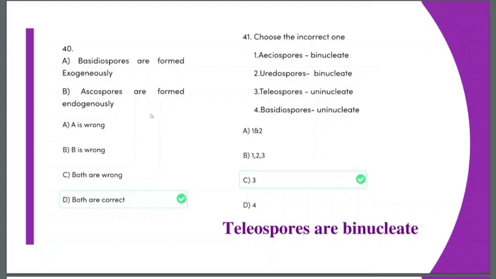40th question is, basidiospores are formed exogenously. Ascospores are formed endogenously. So both are true and both are correct. 41 is, choose the incorrect one. Aeciospore binucleate, urediospore binucleate, teliospore uninucleate. No, teliospores are binucleate. So this one is incorrect. Let's check the fourth option also. Basidiospores are uninucleate. Yeah, it's correct.